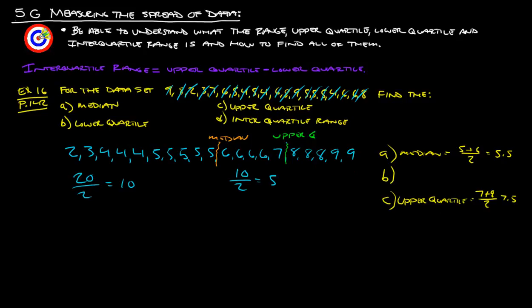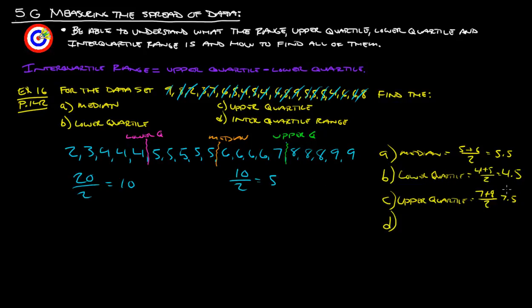Okay. The lower quartile is going to be, and again, there's 10 below here, so we want 1, 2, 3, 4, 5. So the lower quartile is going to be between the 4 and the 5. So lower quartile is the average of 4 and 5, which gives us 4.5.